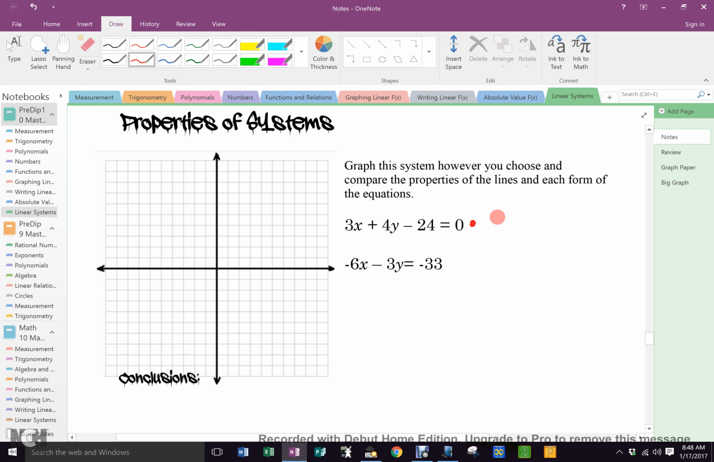So that is going to be 4y equals negative 3x plus 24. Y equals negative 3/4 x plus 6. 1, 2, 3, 4, 5, 6. And negative 3/4 down. 1, 2, 3, 1, 2, 3, 4.